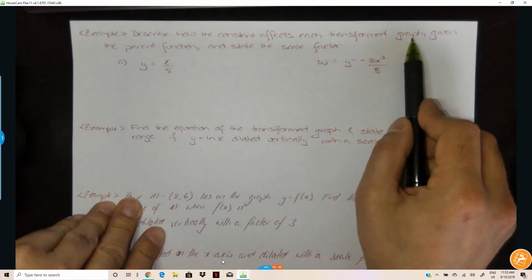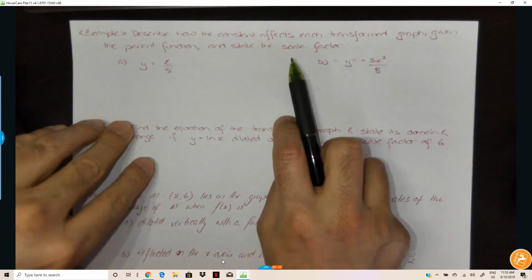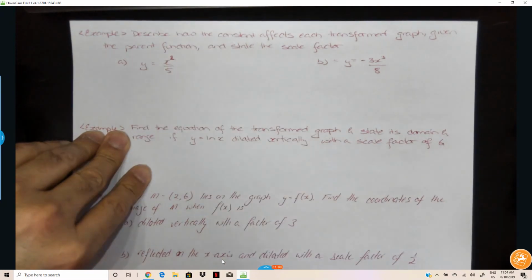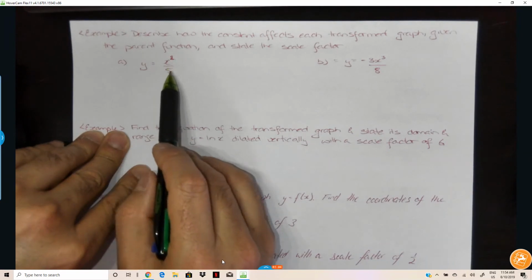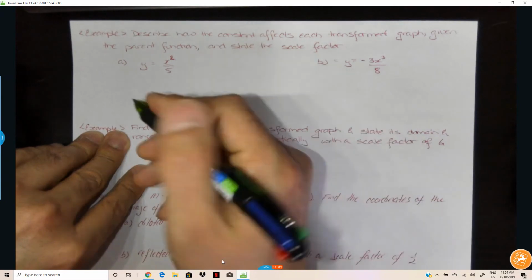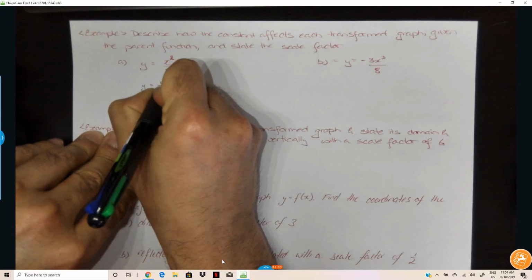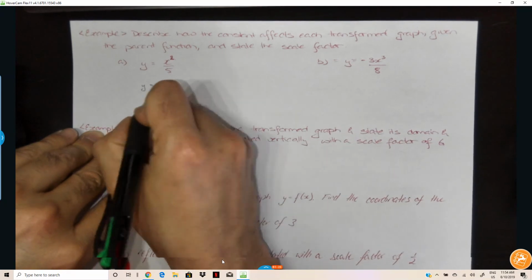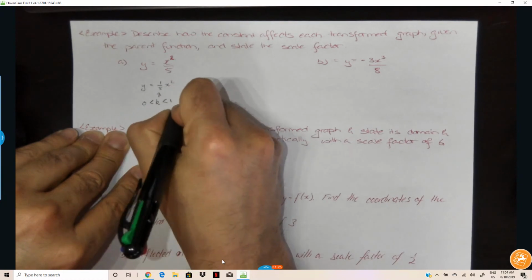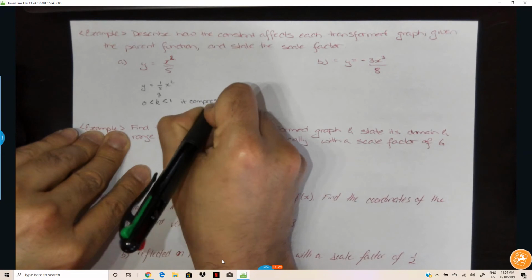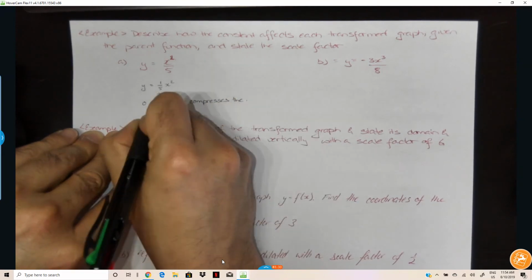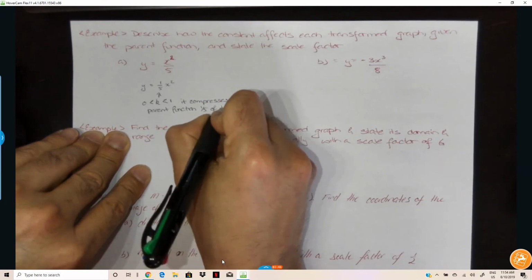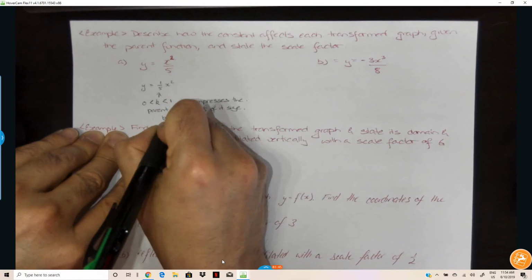Describe how the constant affects each transform function graph given the parent function, and state the scale factor. So this is a linear one, so let's just change it to a squared. Okay. So if we have y equals x squared over 5, that's the same as writing it as y equals 1/5 x squared. So the k in this situation is a fifth. This is your k value. It is between 0 and 1, so it compresses the parent function to a fifth of its size, and k in this situation would be 1/5.